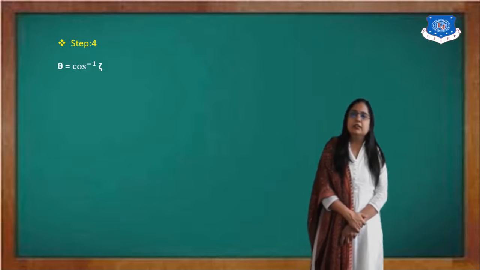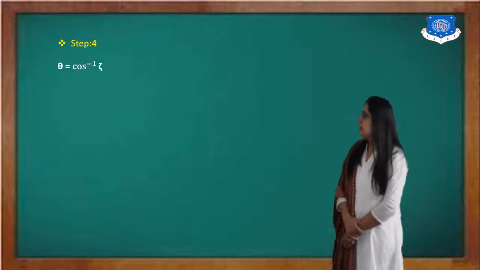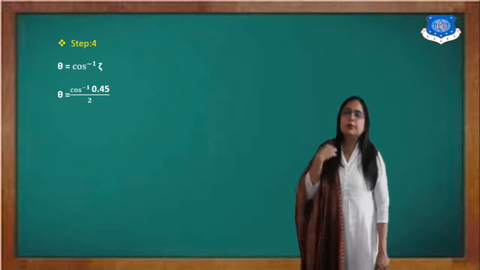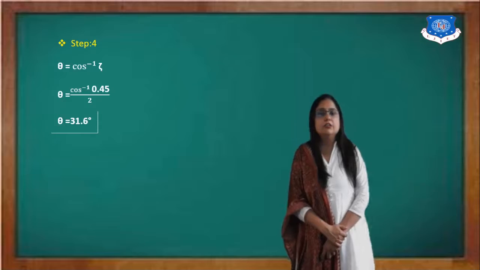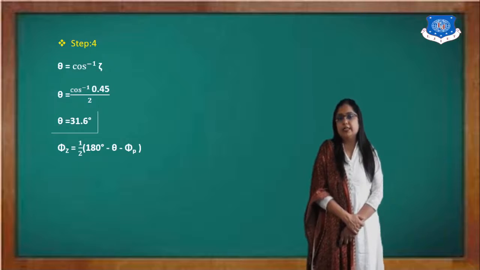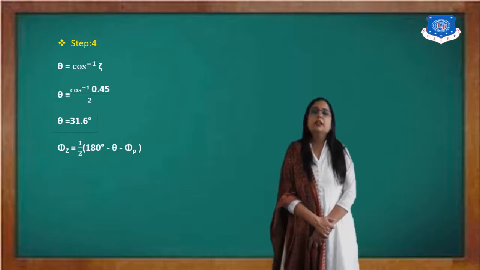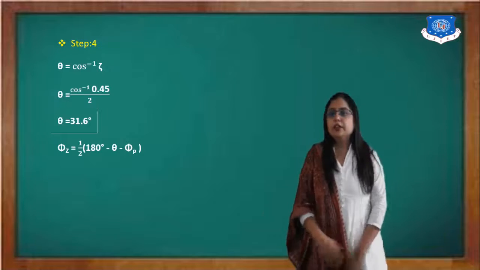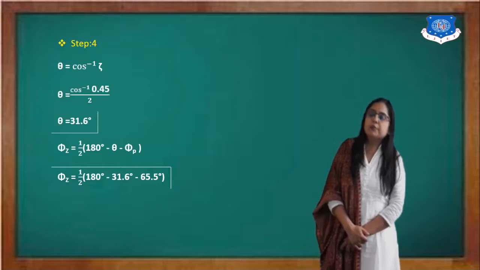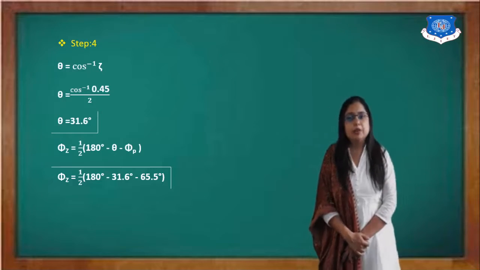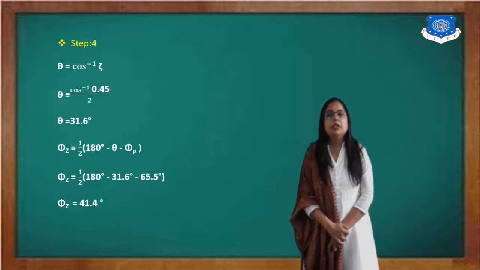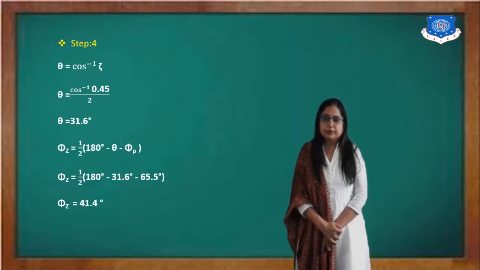Now we will find out the angle phi z. For that we require theta, that is cos inverse zeta. We know the value of zeta is 0.45, then we will get the value of theta as 31.6. Now the equation for phi z is one half of 180 degree minus theta minus phi p. You just substitute all these values, so you will get one half of 180 degree minus 31.6 minus 65.5. So the value of phi z is 41.4 degree. Alright.